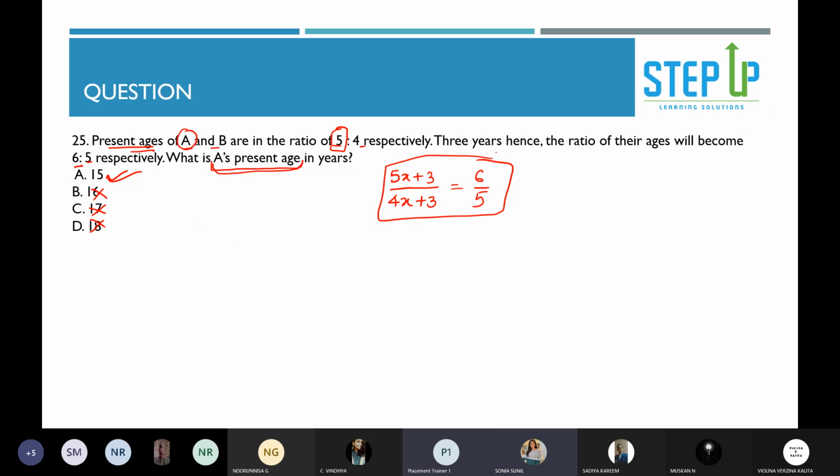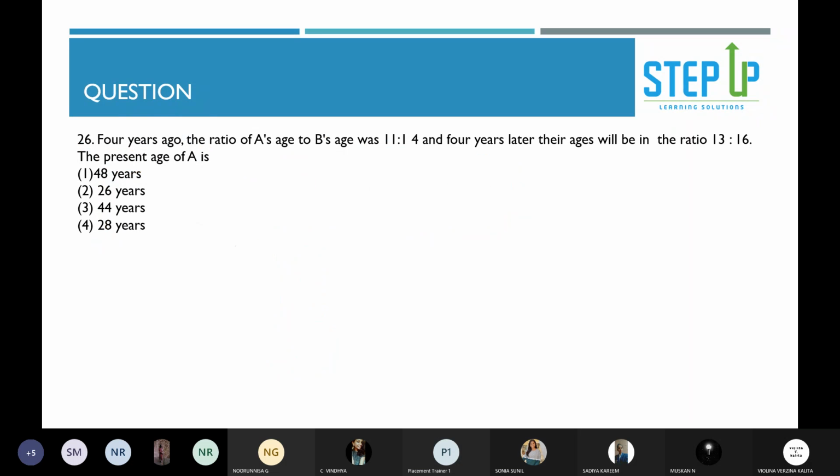Got it? If you want to see, 5 is to 4. If it is 15, it means multiplied by 3. It means that this will be 12, A and B. So 3 years hence, I'll add 3 years. This will become 18 and this will become 15. Is the ratio 6 is to 5? 3 6s are 18, 3 5s are 15. Yes, so the condition is satisfied. So the answer is 15. Got it? We'll solve more questions so you will understand. Okay? Understood? Yes, ma'am.